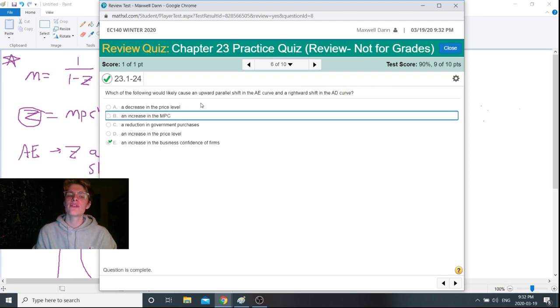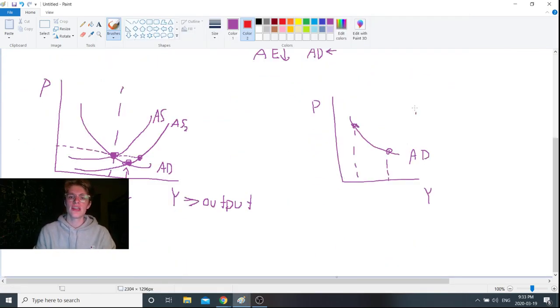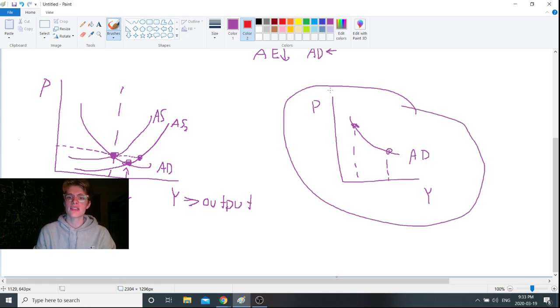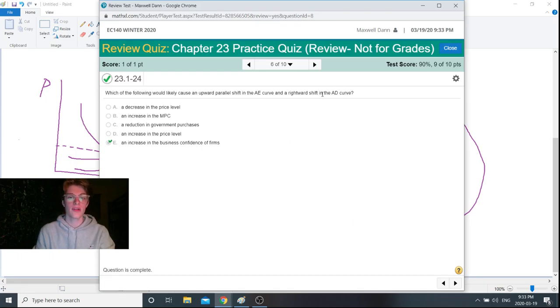And then a decrease in the price level. So a decrease in the price level would increase aggregate expenditure. We would see an increase in consumption, and we'd see an increase in exports as well. What it wouldn't do is change this curve at all, because this is for every price level. So we wouldn't see any change in the AD curve. So for that reason, it has to be an increase in the business confidence of firms. That would likely be shown as an increase in investment.